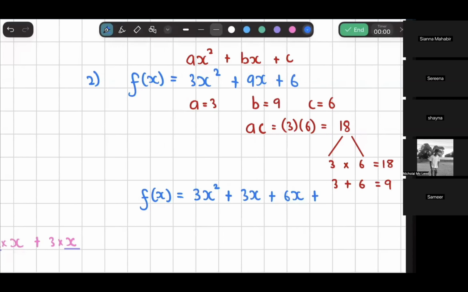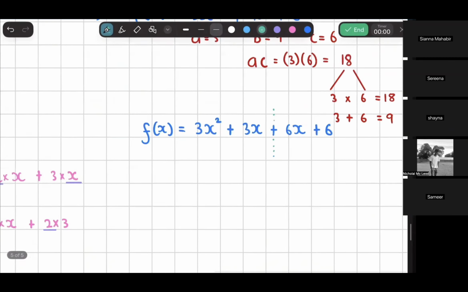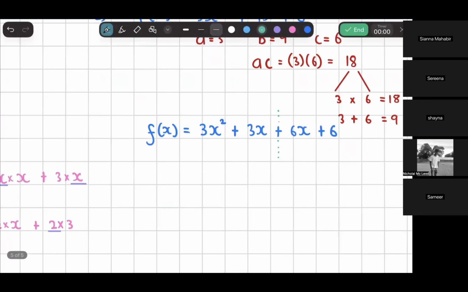So, Amira, let's continue. I'll write back the plus 6. Then we're gonna put on the border in the middle. We're gonna split it in the middle, and we're gonna look at what's on the left side and the right side of this border.